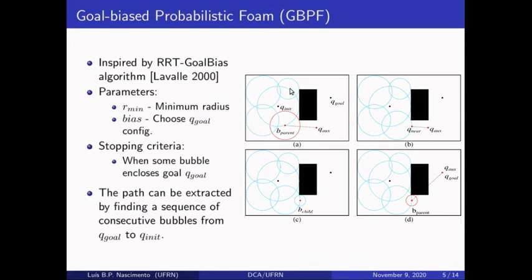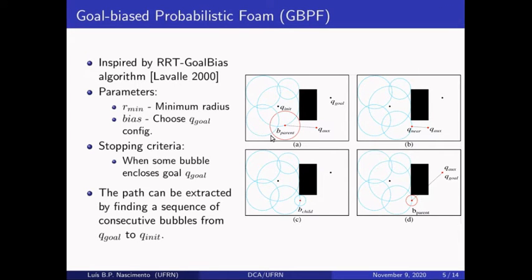The goal-based probabilistic foam, GBPF, is an algorithm based on PFM, which improves the searching time by computing fewer bubbles. It is inspired by the RRT goal-based algorithm and also has two parameters, the R-min and the value of the bias.